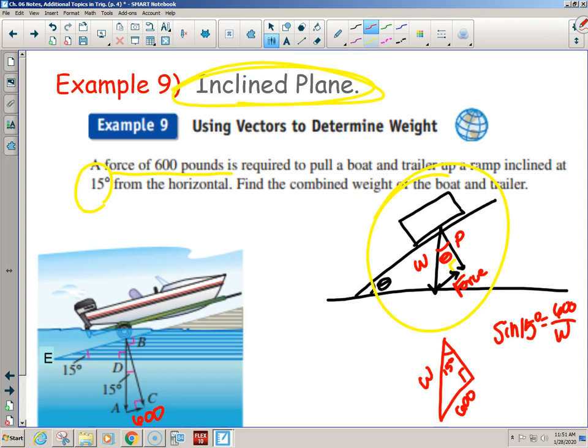Why did that work in the problem so fast? Because it's literally one baby formula, but you have to figure out whether you're doing sine, cosine, or tangent. If they gave you W and they wanted F, it'd still be sine, you would just have to rearrange it differently. But if they gave you the force against the slope or against the incline, then you'd have to use a tangent or a cosine.